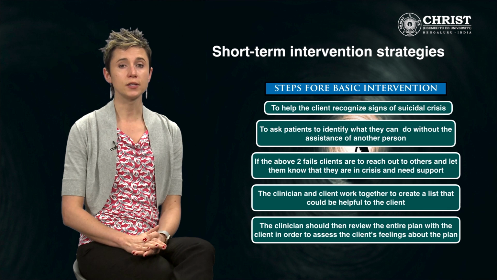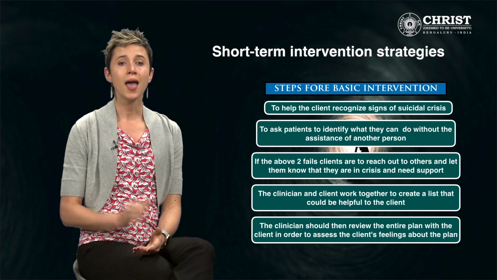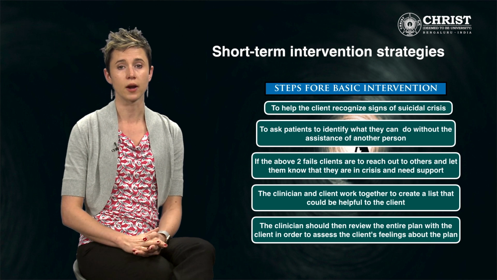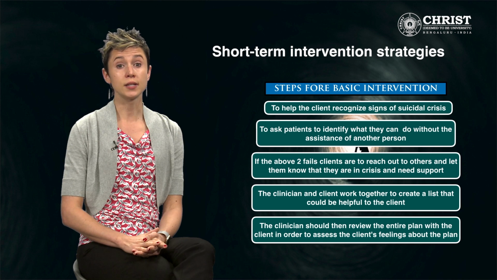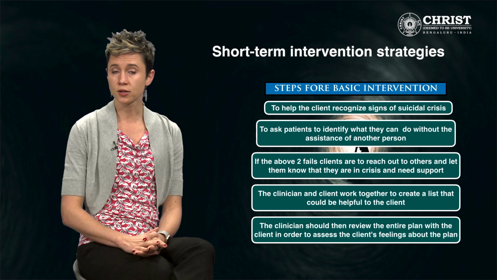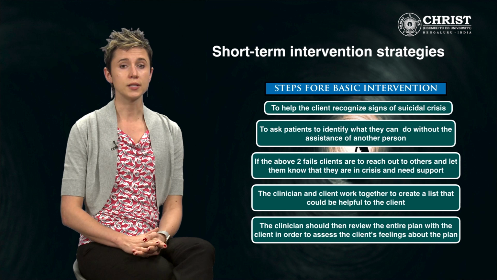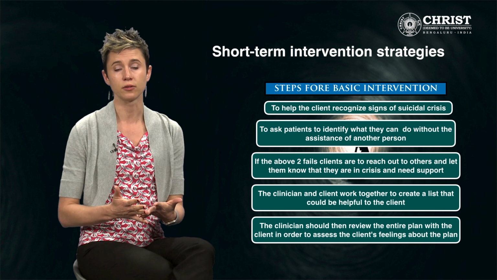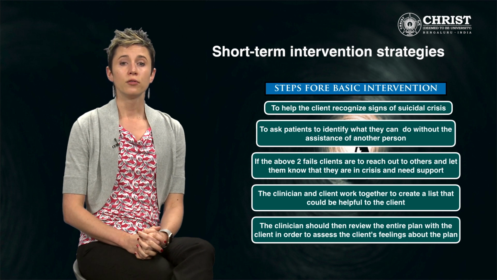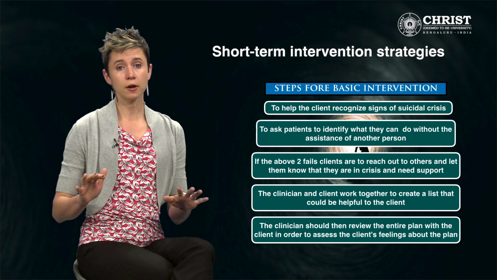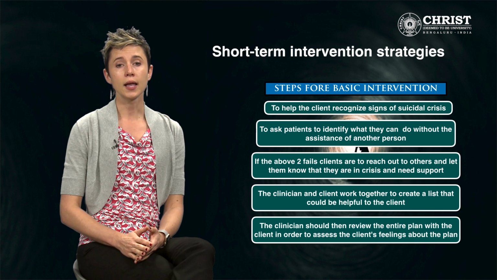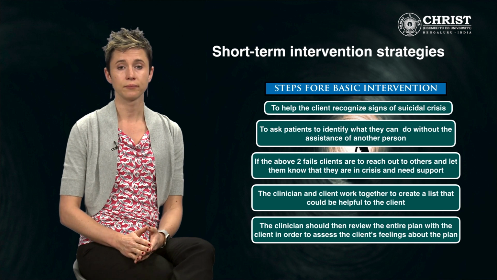Finally, even if no specific plan is identified by patients, a key component of the safety plan is eliminating or limiting access to potential lethal means in the environment. This may include safely storing and dispensing of medication, implementing firearm safety procedures, or restricting access to knives or other lethal means. The clinician should then review the entire plan with the client in order to assess the client's feelings about the plan and his or her willingness to use it.